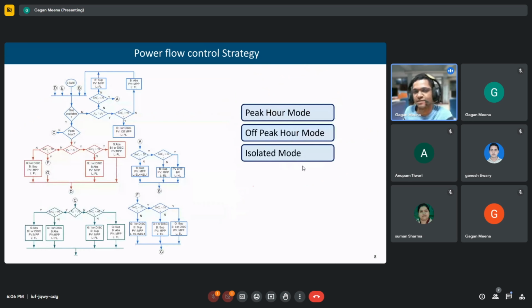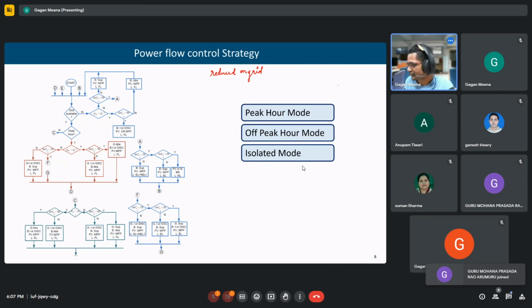This is the strategy which is implemented to ensure that there is reduced reliance on the grid, or the grid is not stressed during the peak hours. The microgrid should not withdraw, take any power from the main grid during the peak hours. It can supply, but it should not absorb power. During off-peak hour, it can take power. We will see this strategy.